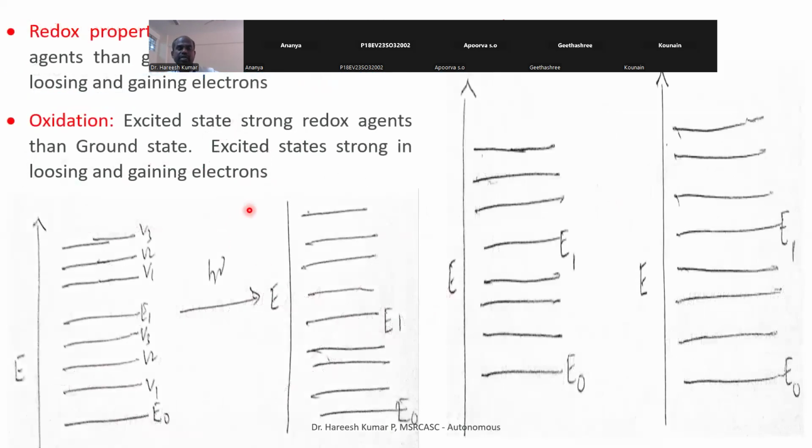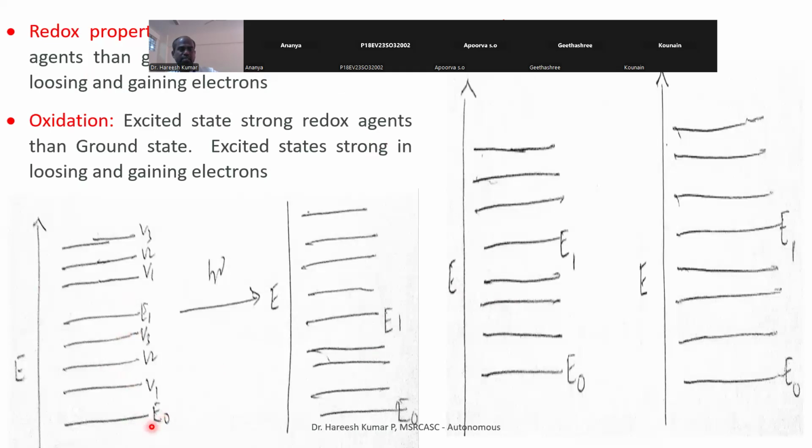In the next slide, you can observe the advantages: when an organic molecule is irradiated, its chemical properties change. The excited molecule can act as an oxidizing or reducing agent. That means it can gain an electron or readily lose an electron. This is the redox property, meaning oxidation-reduction property. Excited states are stronger redox agents than the ground state, so excited state molecules are better, strong reducing agents compared to the ground state of the molecule.